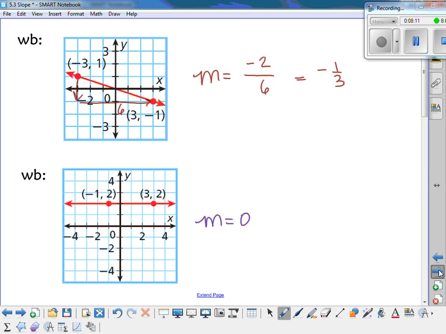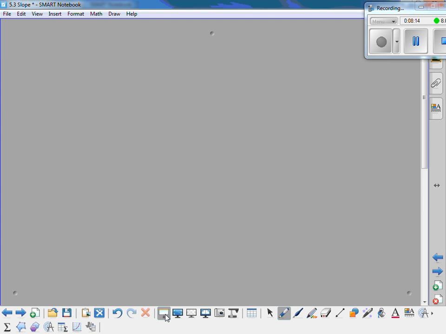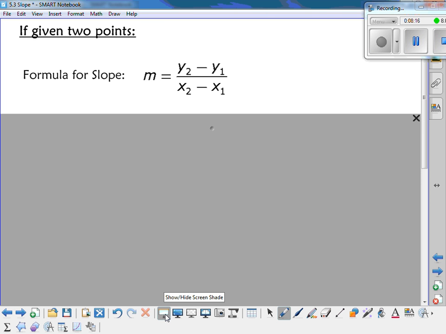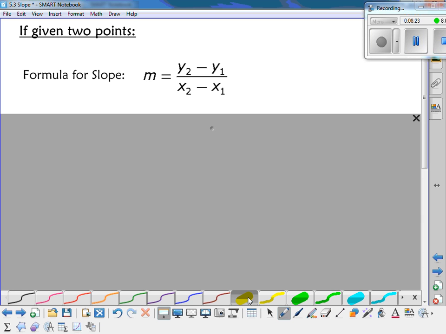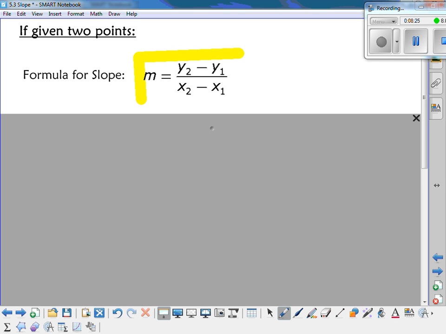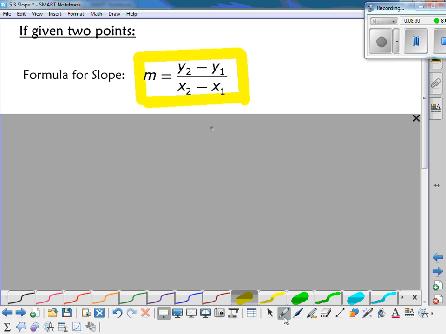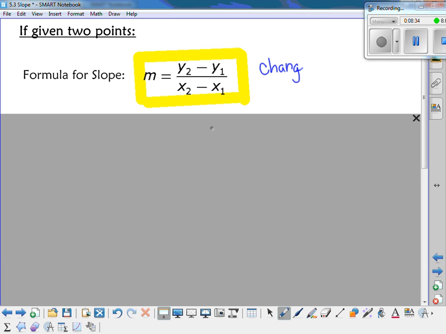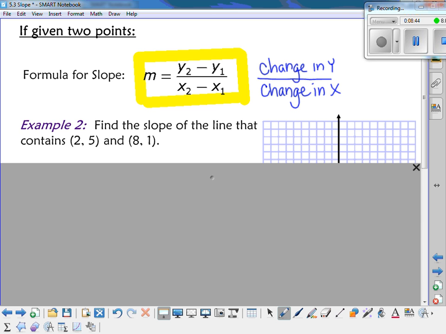Okay, moving along. Now we're going to talk about if you have 2 points. If you're given 2 points, the formula for slope is m equals y sub 2 minus y sub 1 over x sub 2 minus x sub 1. So again, this is just your change in y over your change in x. It's just now we're going to be doing it mathematically instead of looking at a graph.